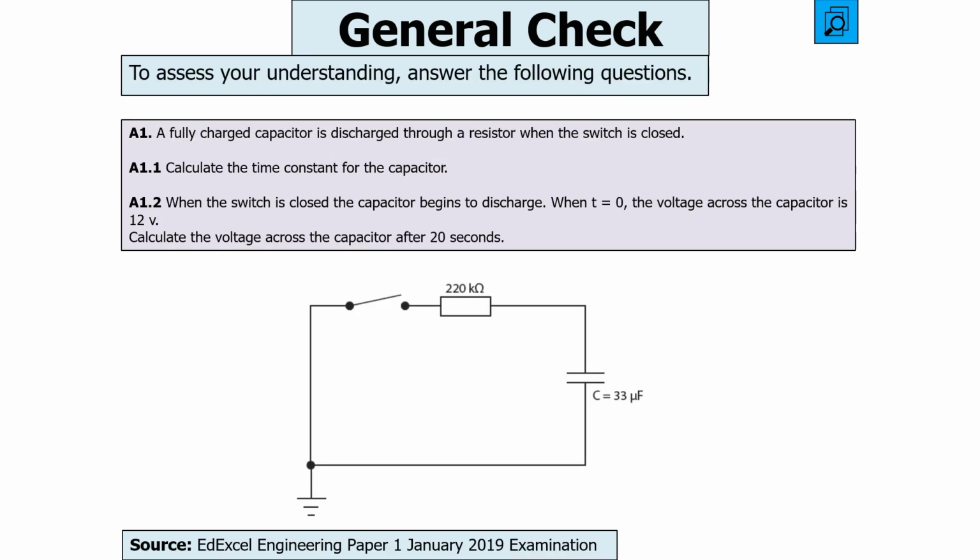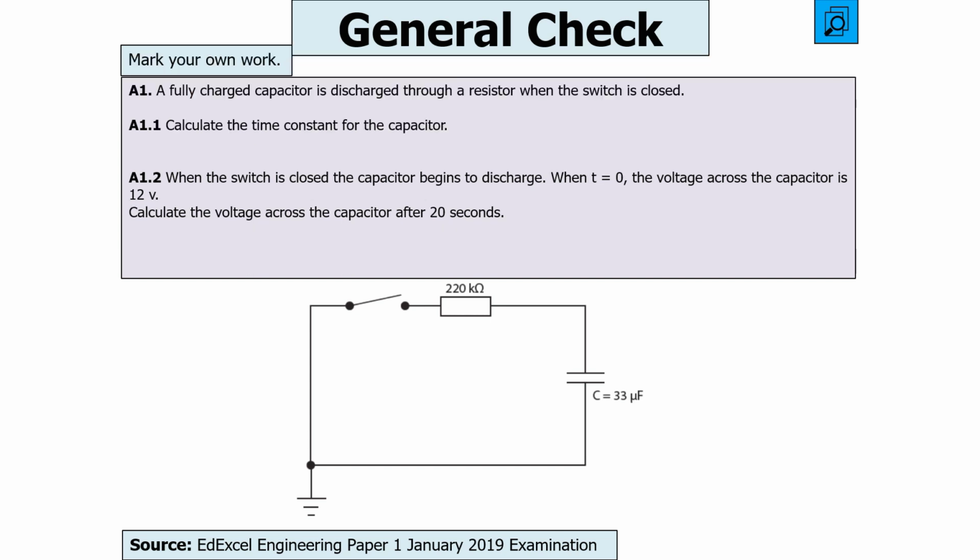The next question says a fully charged capacitor is discharged through a resistor when the switch is closed. Firstly, calculate the time constant for the capacitor. Secondly, when the switch is closed, the capacitor begins to discharge. When t equals 0, the voltage across the capacitor is 12 volts. Calculate the voltage across the capacitor after 20 seconds. So pause the video now, then unpause the video when you want to go through your answer.